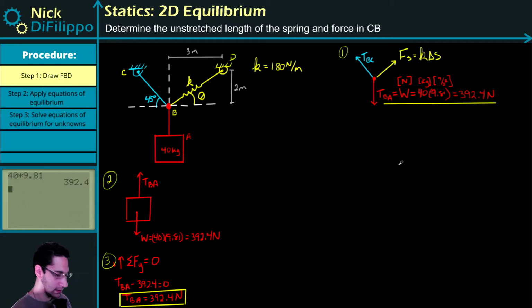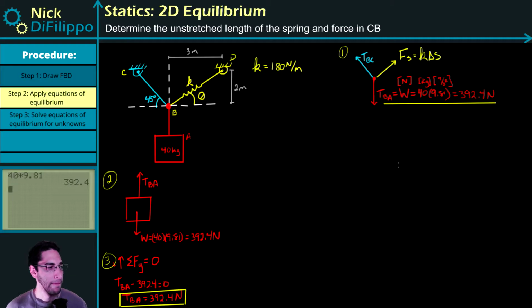Okay. So now we want to do step 2. We want to apply, for this main free body diagram at B, my equations of equilibrium. In this one, I'm going to need to use my x and my y. So let's start with the sum of the forces in the x is equal to 0. I'll say anything to the right is positive.